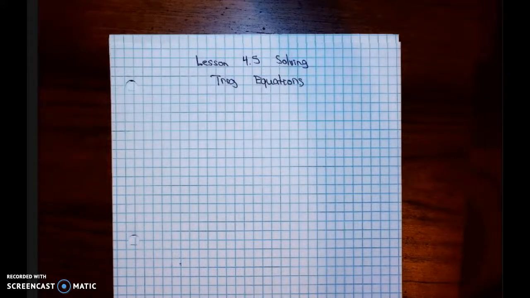Today we're going to continue on with lesson 4.5. We're moving on to solving trig equations. I really want the main focus to be on getting yourself ready for the test on Friday. Regardless of whether we have a full day or a delay, we will still take the test. If we have a delay, we'll just do one part and finish on Monday.